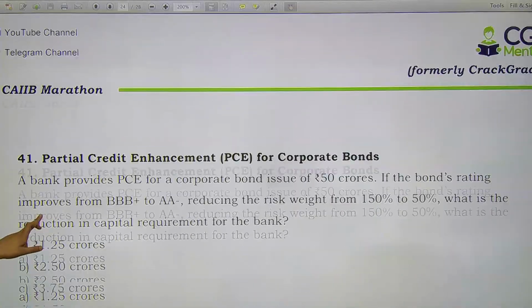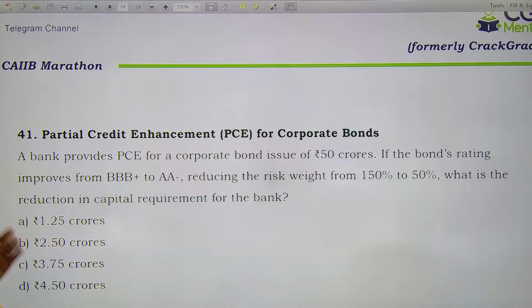Now next is partial credit enhancement. A bank has provided for a corporate bond issue of 50 crores. If the bond rating improves from BBB plus to AA minus, reducing the risk weight from 150% to 50%, then what is the reduction in capital requirement for the bank?